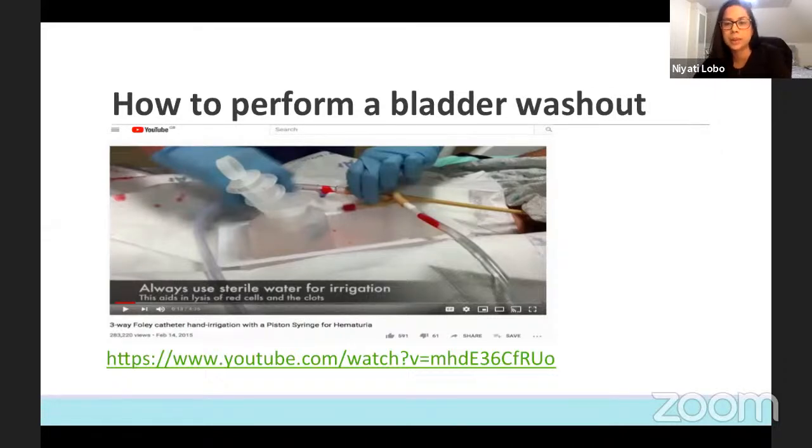Are there any questions about bladder washout, Rituja? Yeah, so one question is asked, can F1s prescribe solifenacin, or is it urology that must do this? This is actually relating to the last thing you were talking about.